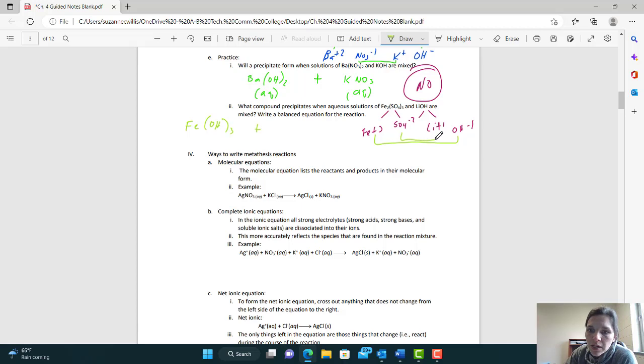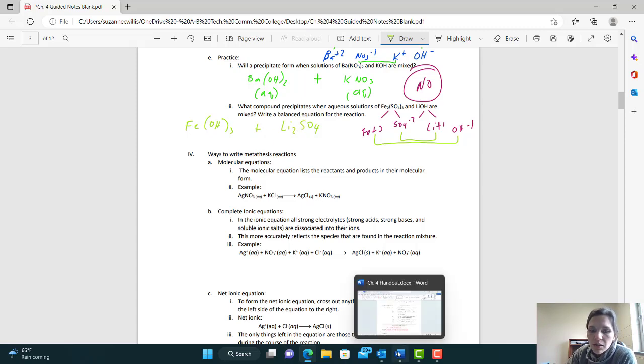The second possible product is going to be lithium and sulfate, Li2SO4. Now what do you do? So that's the hard part. That's the part of coming up with charges, flip-flopping everybody, getting who your products are. Then you go to your solubility rules.